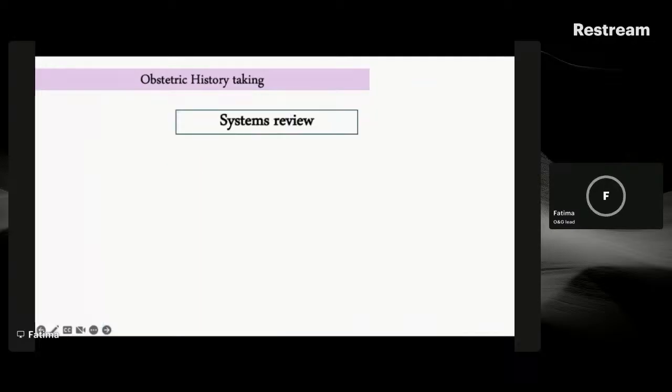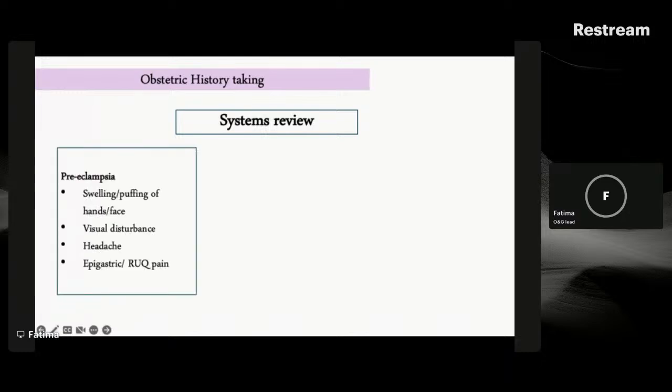We then move on to systems review. In systems review, we're asking them about the rest of the systems. So any chest pain, any changes in bowel habits, any weakness on one side of the body, or changes in your vision. In particular, for an obstetric history, other systemic questions can potentially lead you to think of a diagnosis.